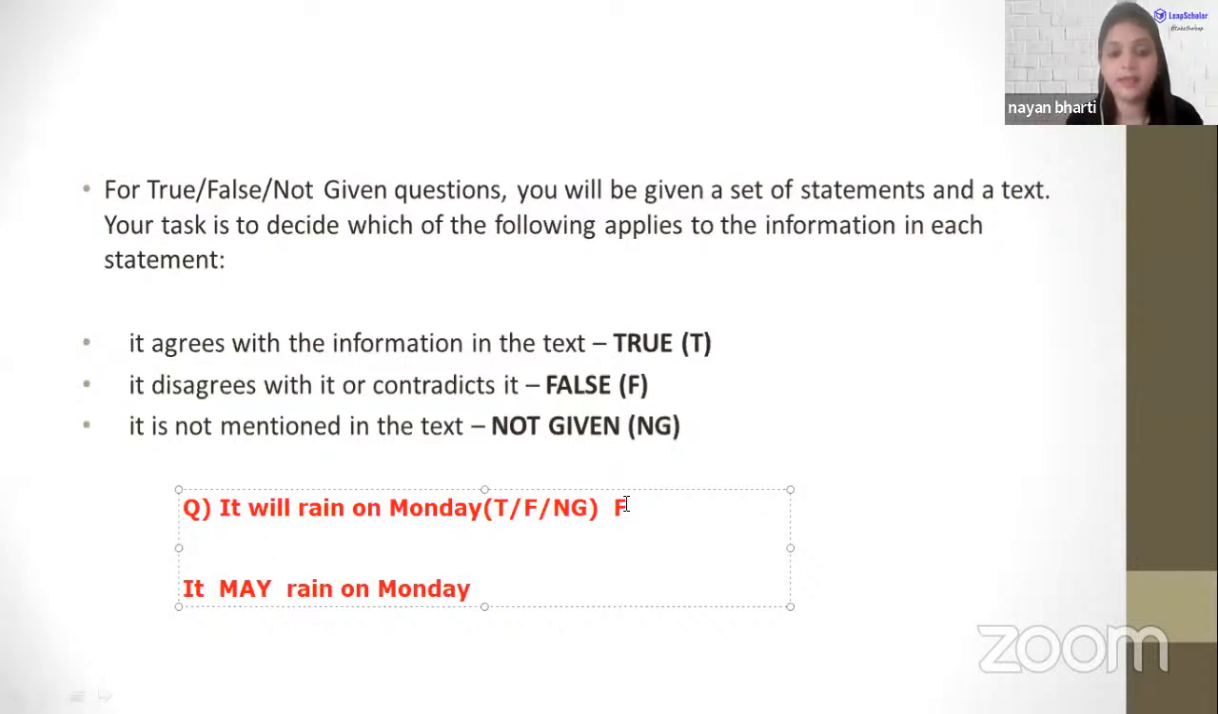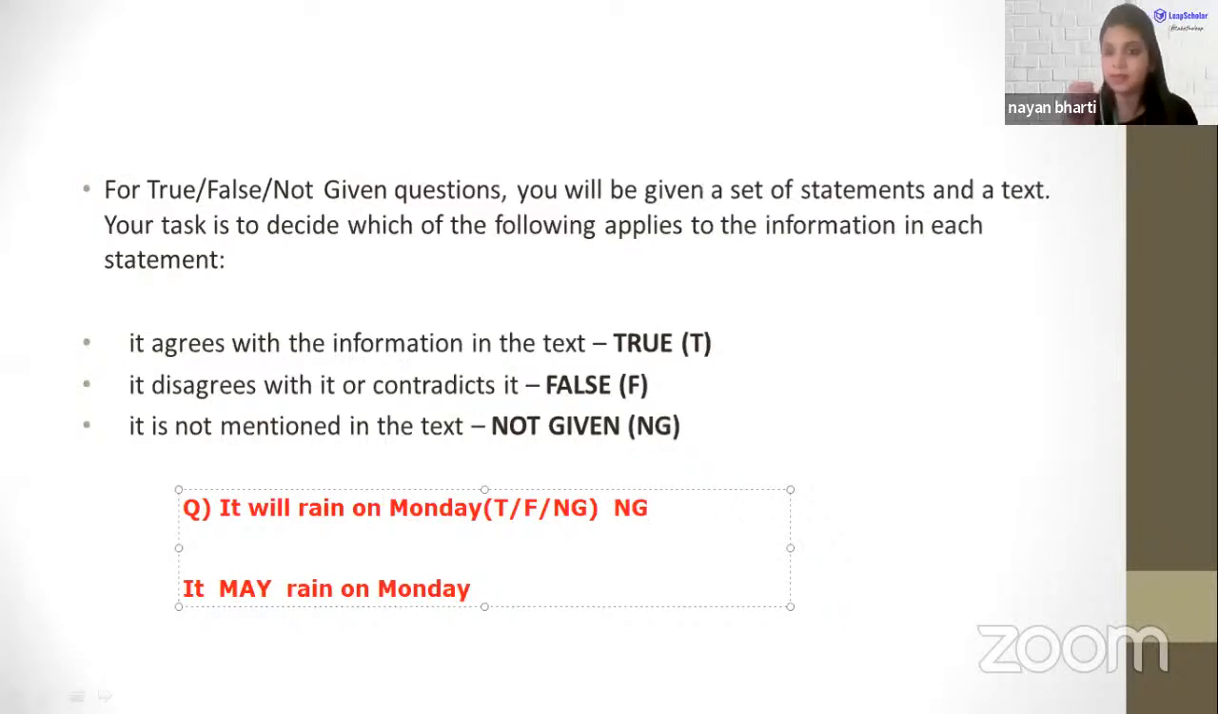No, right? If I say true, that means it is going to rain. With may, can I be 100% sure that it's going to rain? No. Since there is a probability it could rain, it could not rain, can we assume any part that it's going to rain or not? Now tell me what will be the answer for this question. What do you guys think? What could be the answer? Not given, right? Agree, everyone?